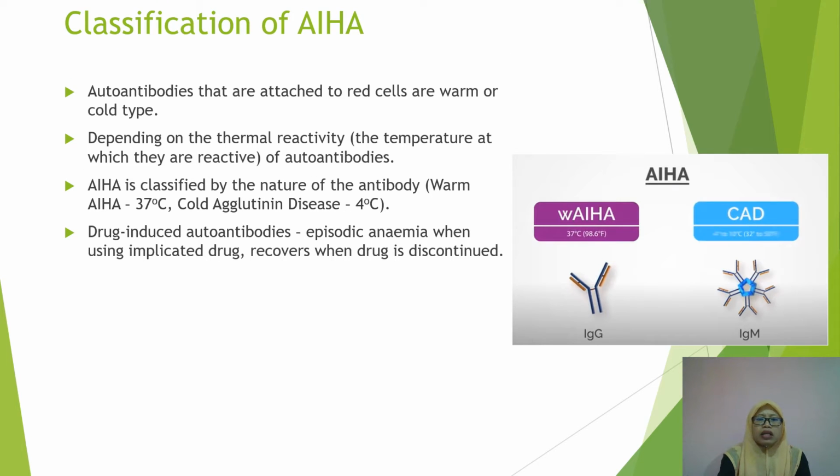AIHA can be classified into warm and cold type. The warm type involves IgG autoantibody. However, the cold type involves IgM autoantibody. So as we all know, IgG is reactive at 37 degrees, and IgM is reactive at 4 degrees. So that is the reason why AIHA is classified into warm and cold type.